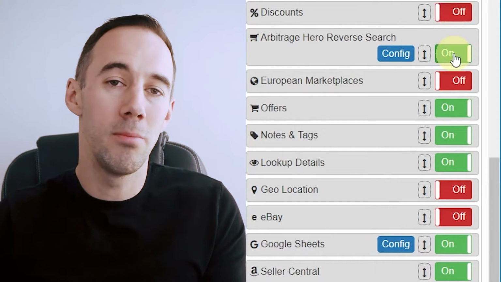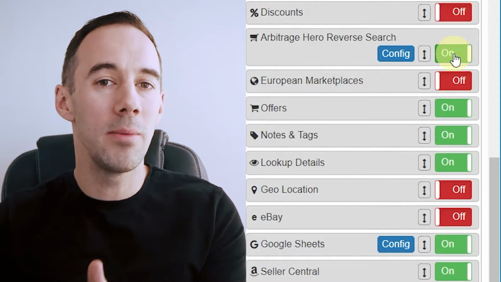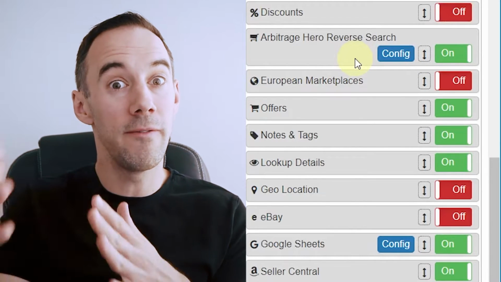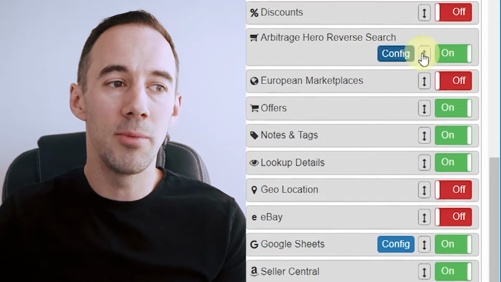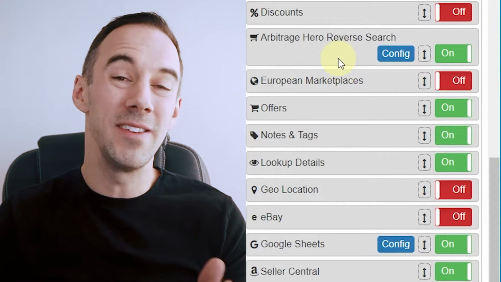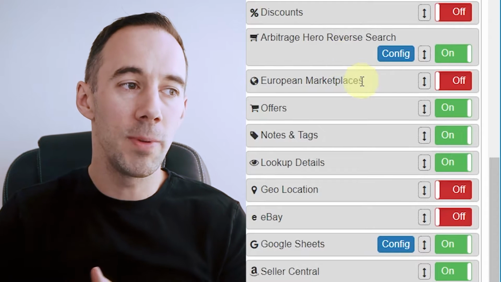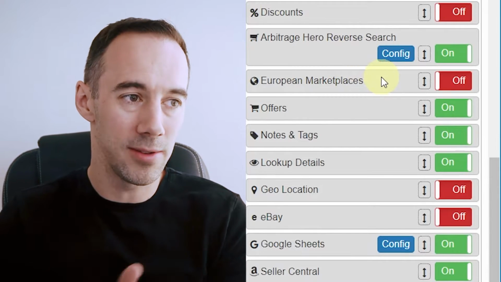Arbitrage Hero, we turn it on, but actually we don't use it, but it can be helpful if you're an arbitrage seller and you want to connect to some software to go and find those products for you. For example, Arbitrage Hero will find this product. If it's in the database, it will tell you where you can buy it cheapest from, which can be really useful. European marketplaces, obviously, so in the US, not relevant.